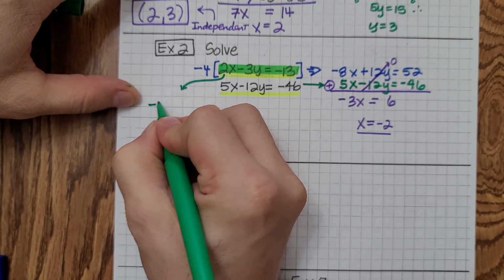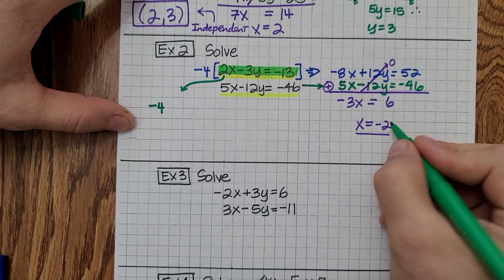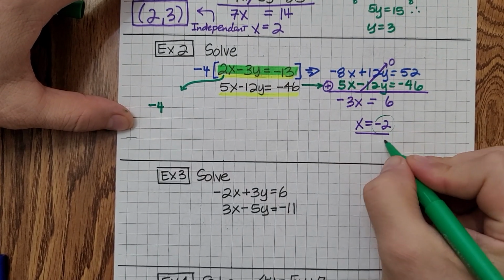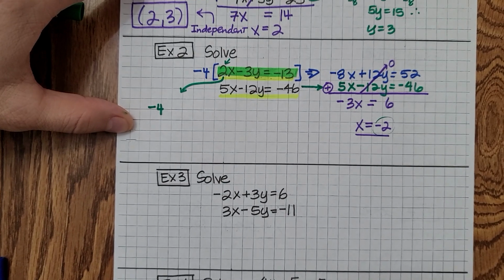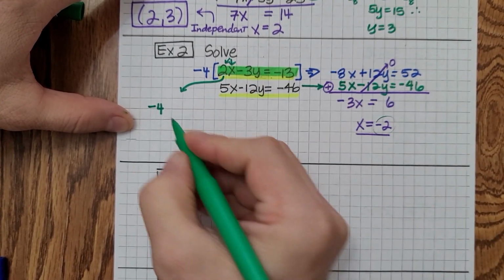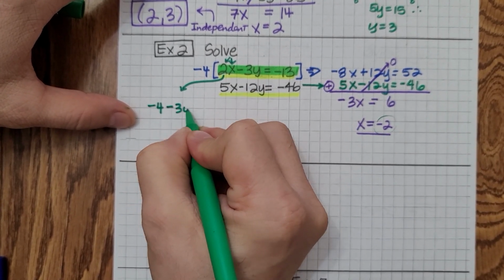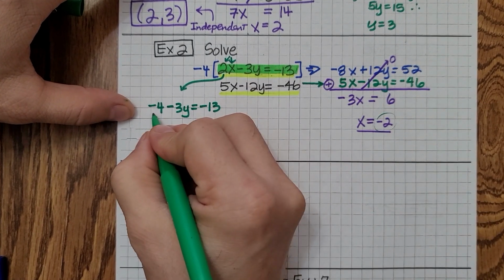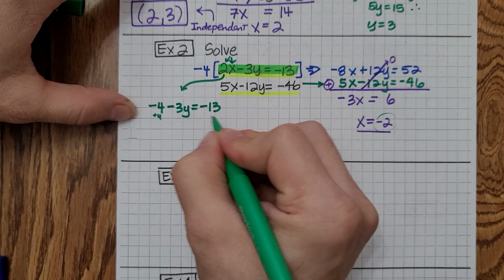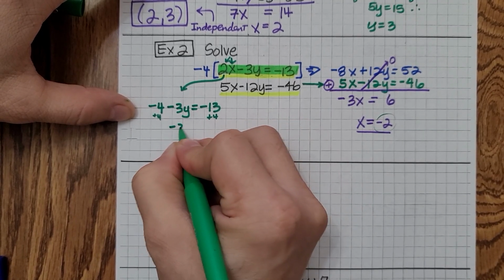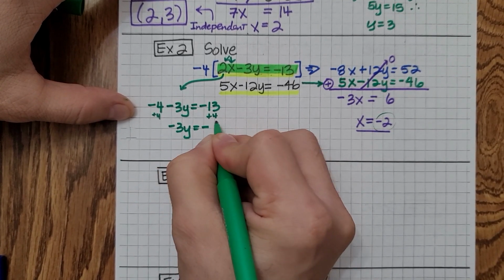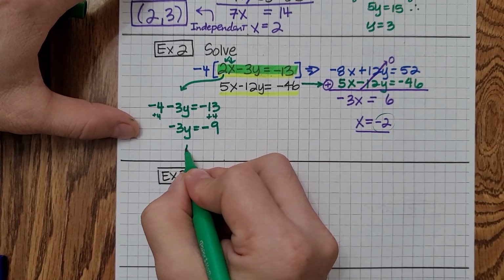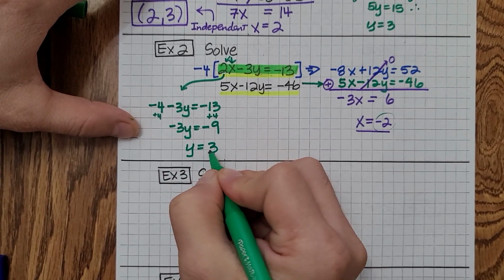I'm going to end up with a -4. Where did that -4 come from? -2 times +2, right here. So -4 minus 3y equals -13. Add 4 to both sides. -3y equals -9. Divide both sides by -3, y equals +3.